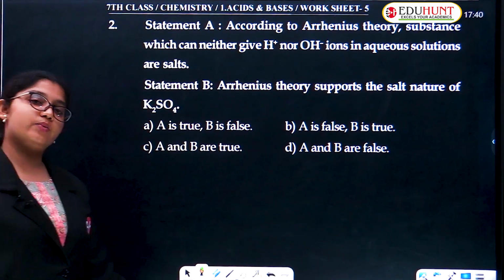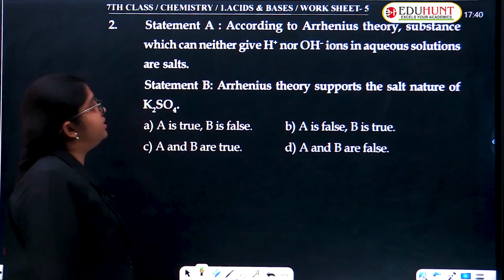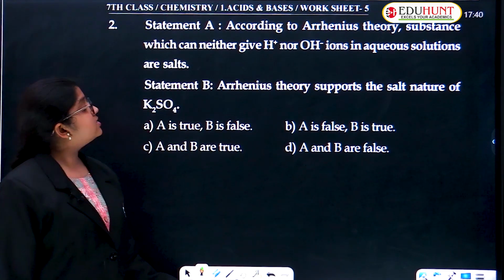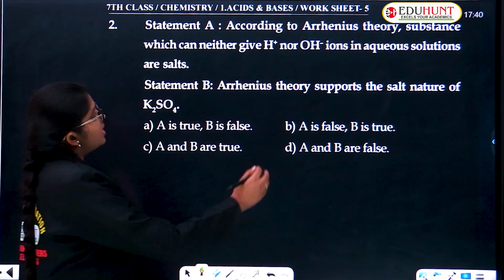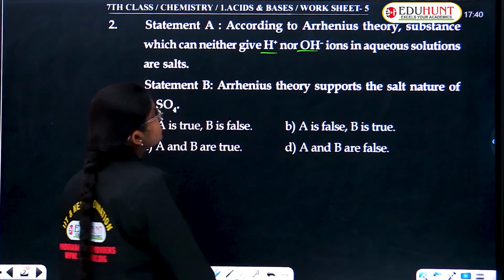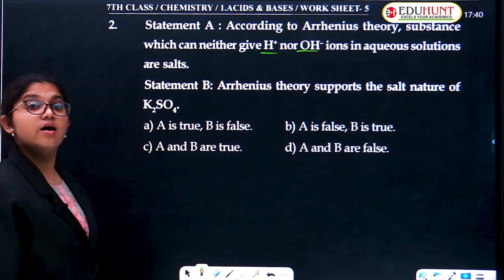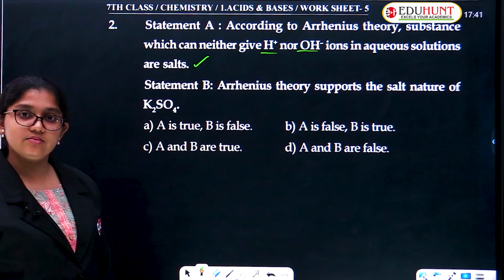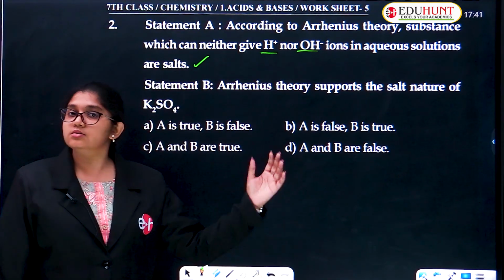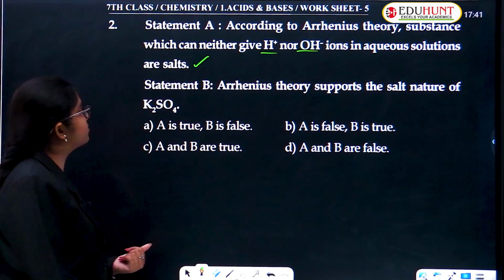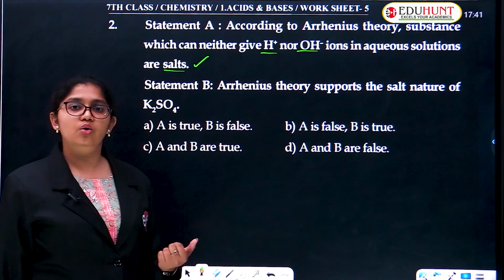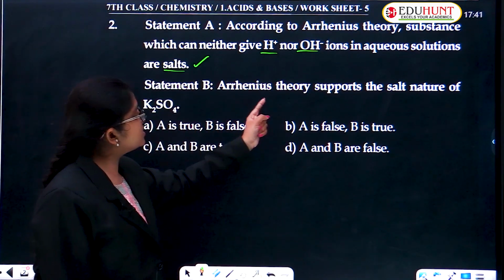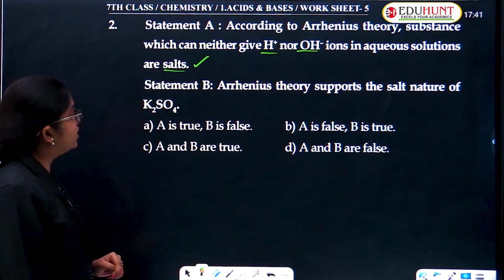Here statement-wise questions are given, statement A and statement B. We'll read that. Statement A. According to Arrhenius theory, substances which can neither give H plus nor OH minus ions in aqueous solutions are salts. True, because H plus means it is an acid, OH minus means it is a base. If they are neither of the two, that is a salt. Salt means what, children? In Telugu, uppu, right? Very good. And statement B. Arrhenius theory supports the salt nature of K2SO4.